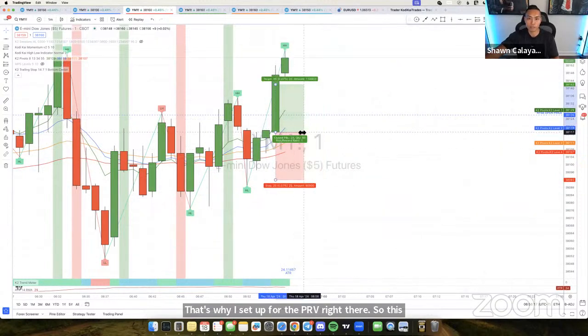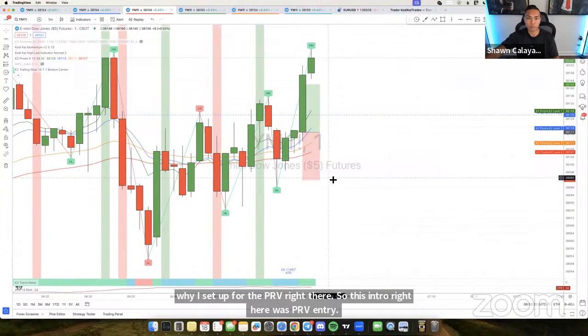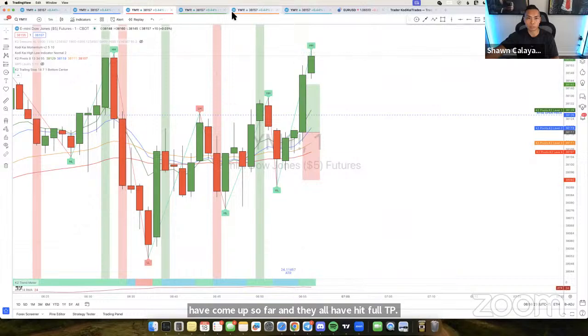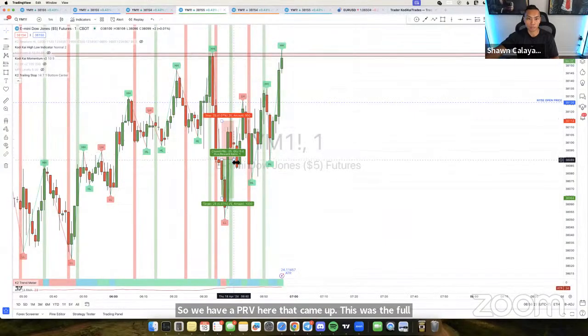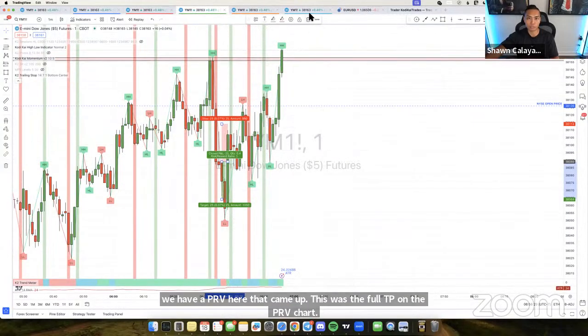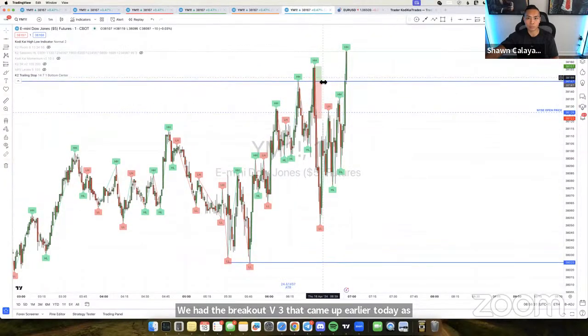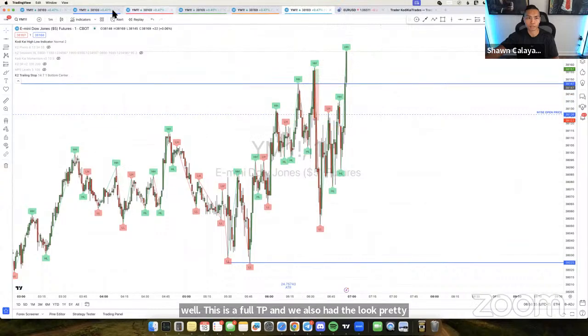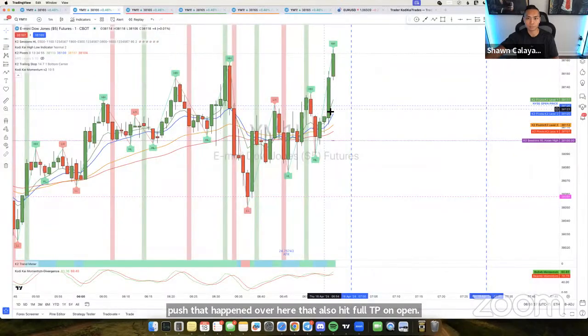So there's 2 entries today, or 3 entries actually, that have come up so far, and they all have hit full TP. So we have a PRB here that came up. This was a full TP on the PRB chart. We had the breakout V3 that came up earlier today as well. This is a full TP. And we also had the liquidity push that happened over here that also hit full TP on open. So other than that, that's pretty much it for right now.